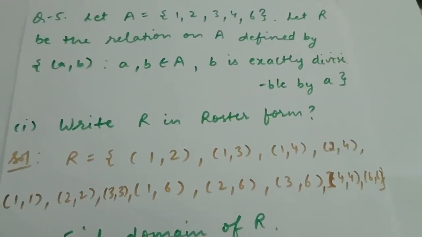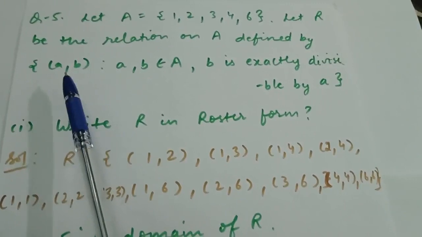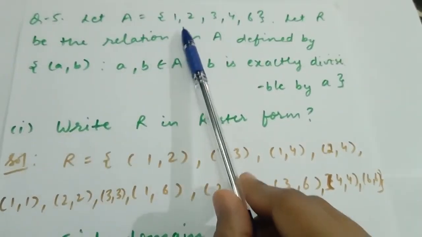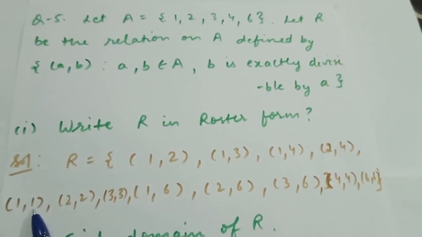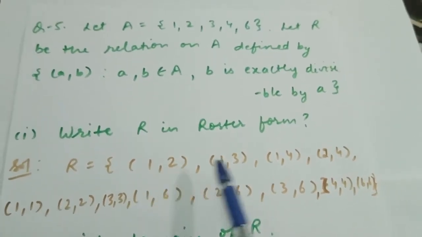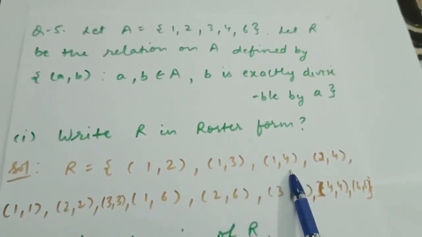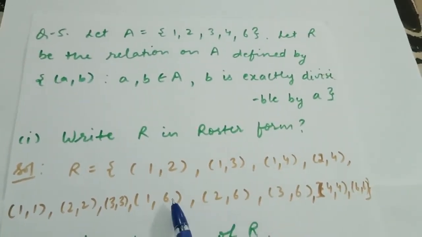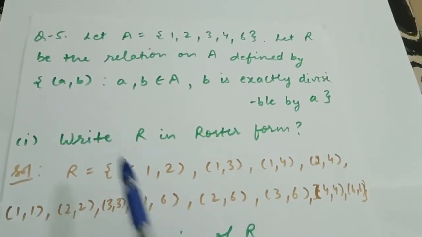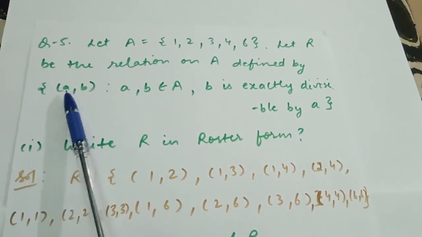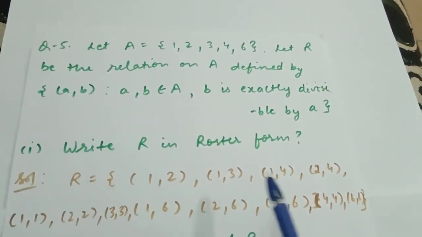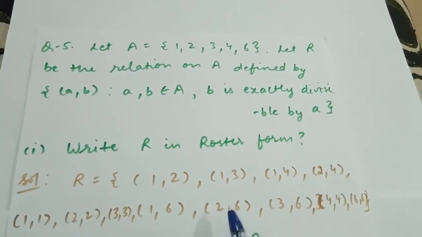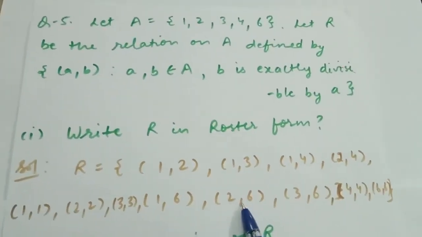Now the set R will be, first of all let A be as 1. Now A will completely divides B. So 1 divides 1, 1 divides 2, 1 divides 3, 1 divides 4 and 1 divides 6. So all these elements will come. Next, if A is 2, then 2 will divide 2, 2 will divide 4 and 2 will also divide 6, right?